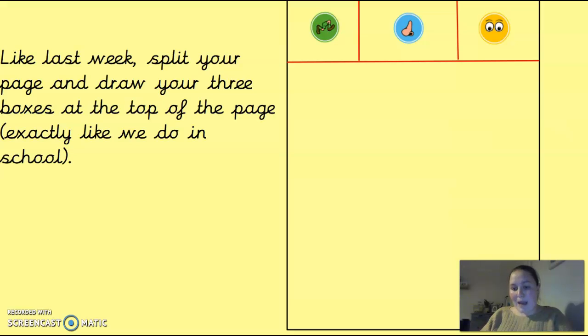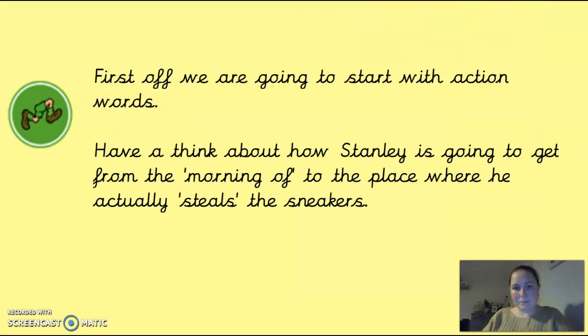So hopefully you've got your pen and paper ready. Split it up like we do in school and you will see that our 3 skills for today are action, smell, and then noticing what he can see, the eyes. So pause the video so that you can set your page up and then come back. So we're going to start with action.